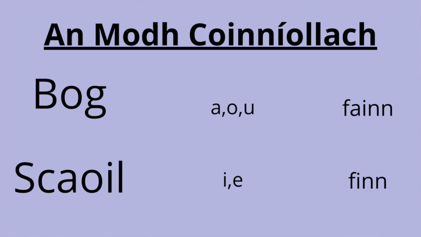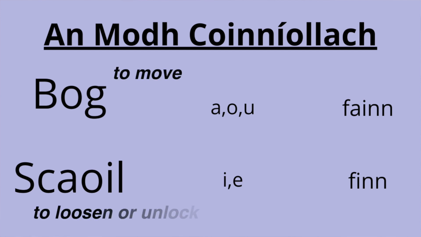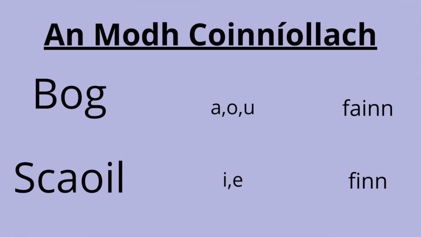Let's take the Irish verbs bog and scaoil. Bog is to move and scaoil is to loosen or unlock. You'll notice that bog and scaoil only take one syllable to say them. One syllable. That's why we're going to choose between this ending, F-A-I-N-N, or F-I-N-N. That is because they are one-syllable verbs.